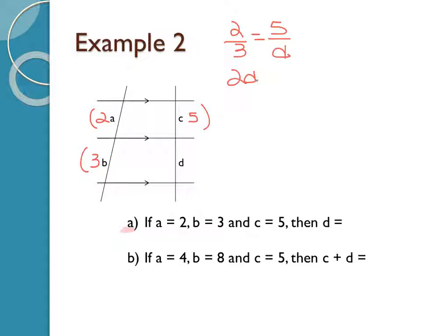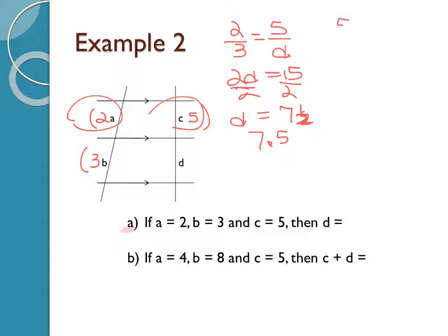Cross multiply, divide. Remember, for side measurements of these segments, I want it as a mixed number or a decimal. So either 7 1/2 as a mixed number or 7.5. Now, we could have also set it up as maybe this top 5 over the top 2. And then put the D over the 3.